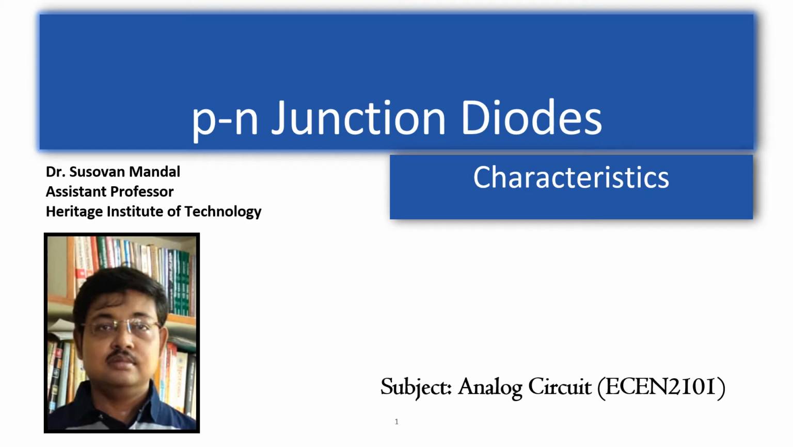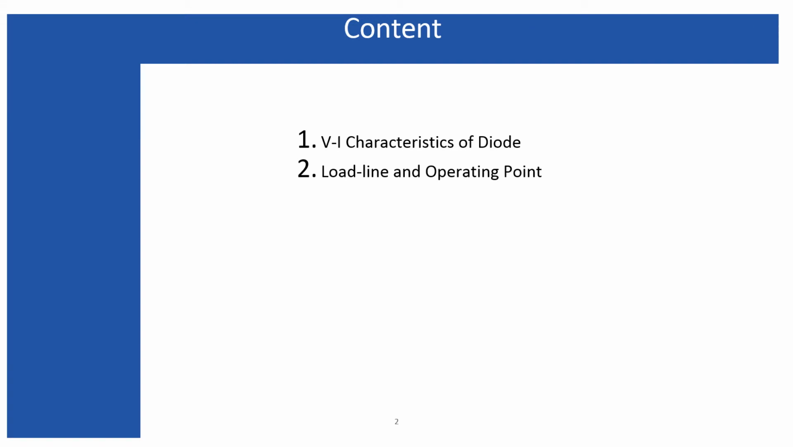Welcome to the second lecture of analog circuit. In this lecture, I am going to discuss the characteristics of PN junction diodes. The VI characteristics of the PN junction diode will be discussed both in the forward bias and reverse bias, along with the load line and the concept of operating points.